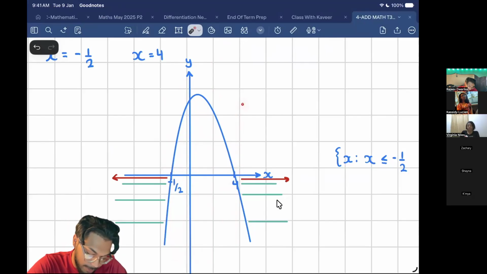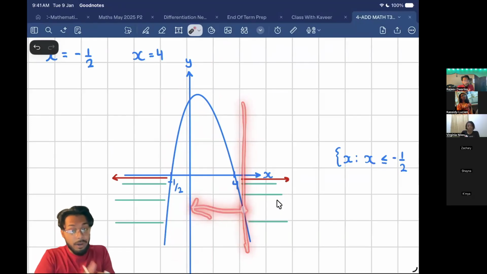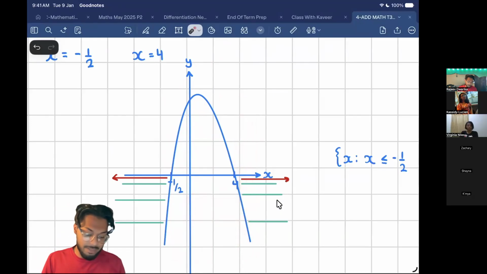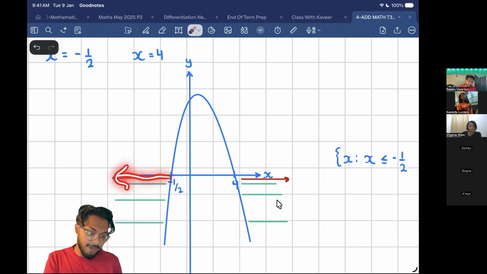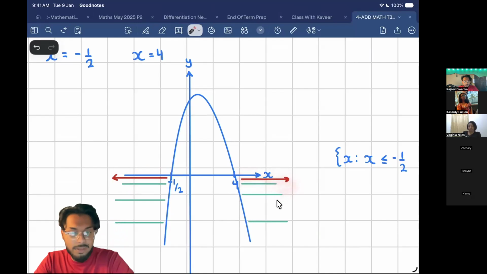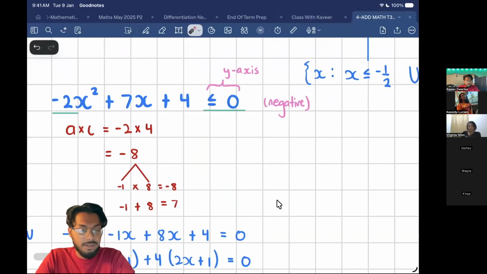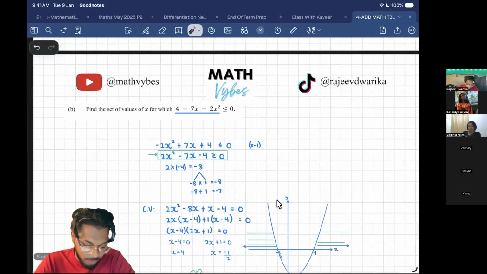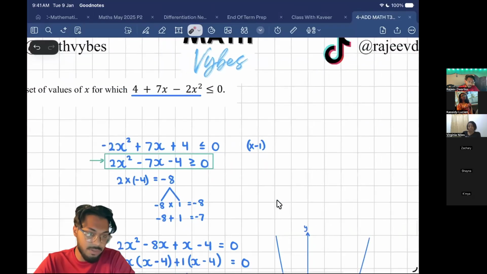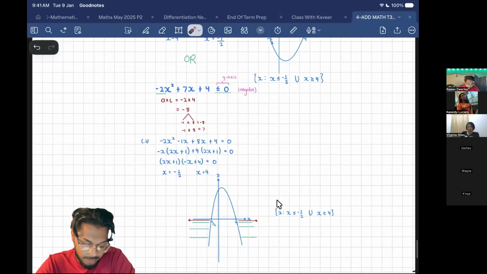Let me try outside. Let me try past 4. See? Beyond 4, I'm getting a value that is less than 0. So my solution will be x less than or equal to -1/2 and x more than or equal to 4. Because that's the region where my inequality is satisfied. You understand? Yes, sir. Right. Generally speaking, you don't have to multiply by -1. You don't have to. It might make factorization easier for some, or it might confuse some people. All right. So let's move on.